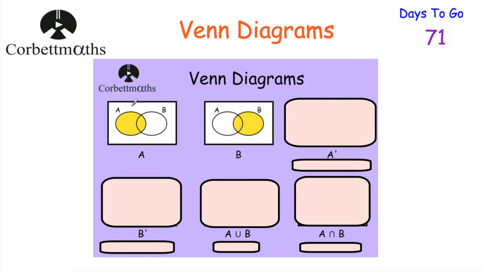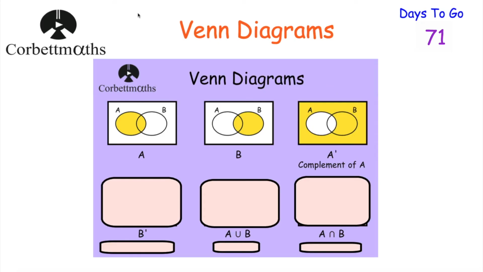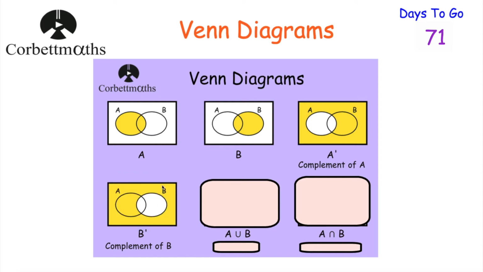So this is the Corbettmaths revision card, and we've got A. If we've got a Venn diagram where we've got A and B, A would be in yellow here, that's the region A. B would be in yellow there, that's the region B. Next we're going to look at A with the little dash above it. That means the complement of A. On our Venn diagram, it means everything that's not A. In terms of B dash, that's the complement of B, which means it's everything that's not B, so everything outside of B in yellow there.